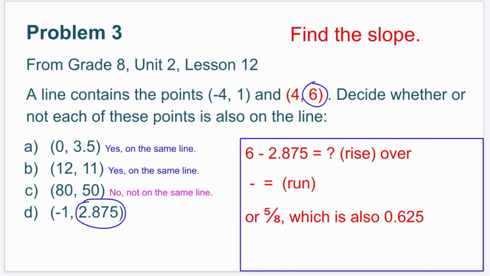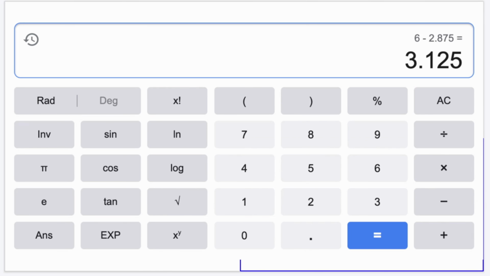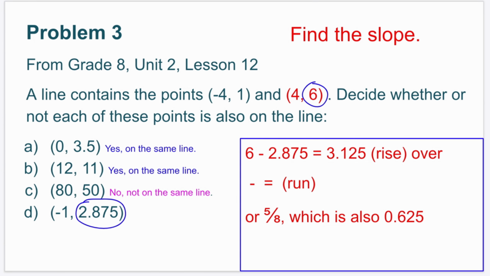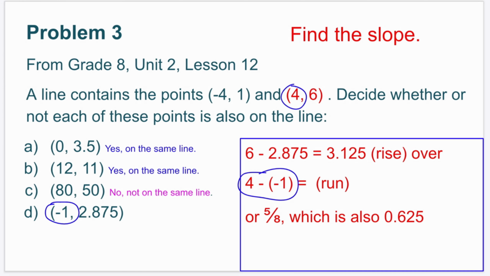D. 6 minus 2.875, and 6 minus 2.875 is 3.125, or 3 and 125 thousandths. So the rise would be 3 and 125 thousandths over 4 minus a negative 1. And 4 minus a negative 1 is the same as 4 plus 1. So the run would be 5.